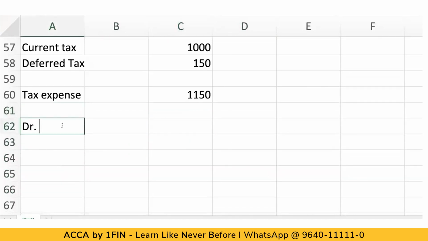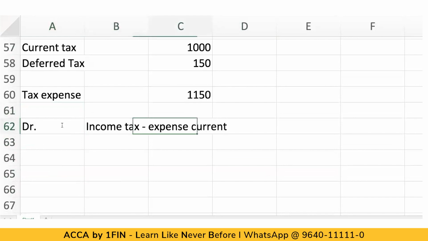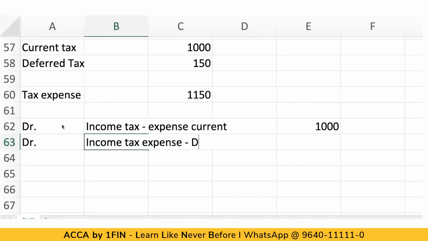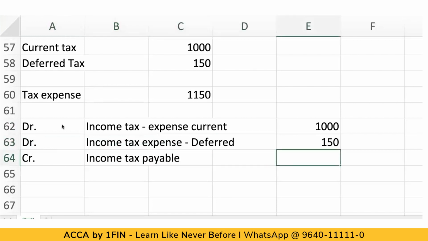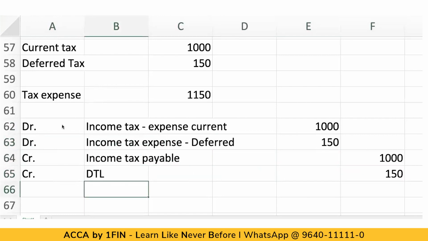So for this you will say debit income tax expense current 1,000, debit income tax expense deferred 150, credit income tax payable 1,000, and credit DTL which is created 150. Right. So that is how you calculate the deferred tax position.